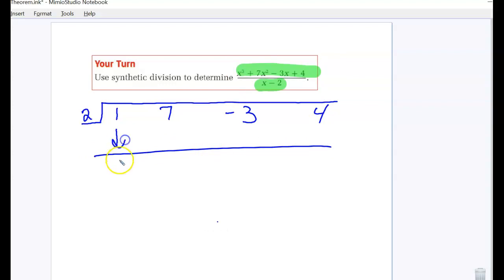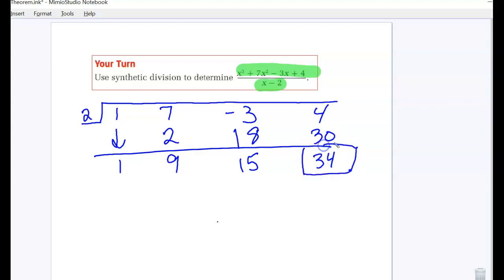Leave a line, bring down the 1. 2 times 1 is 2. 7 and 2 is 9. 2 times 9 is 18. That's going to be 15. 2 times 15 is 30. So my remainder is 34. So therefore, my final answer is going to be 1x squared plus 9x plus 15, and my remainder is 34 over x minus 2.